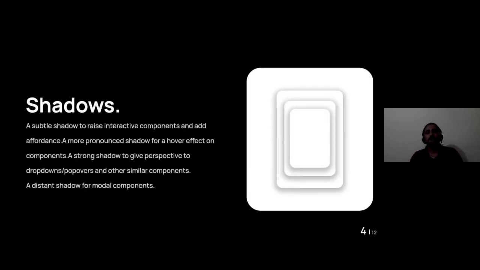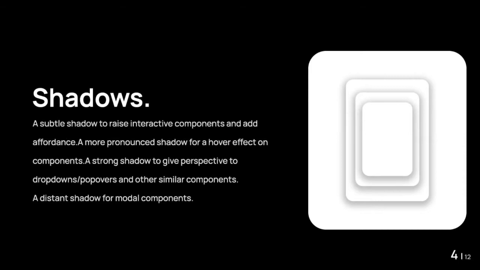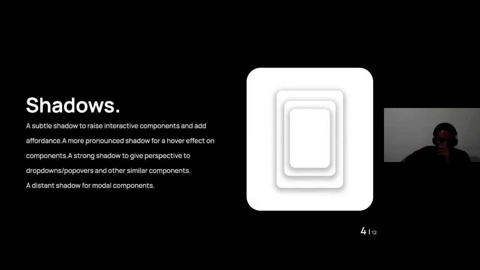I think shadow is everywhere, whether it's in our app or web or anything. Shadow separates the same kind of elements from each other. We need to use a subtle shadow to raise interactive components and add affordance. If we have a button that needs to be pressed and we add a shadow to it, it produces some kind of intuitiveness for the user, who might then think it's a button and that they need to press it. Another is a strong shadow to give perspective to dropdowns, popovers, and other similar components.